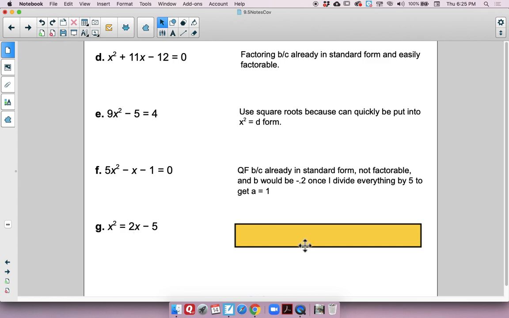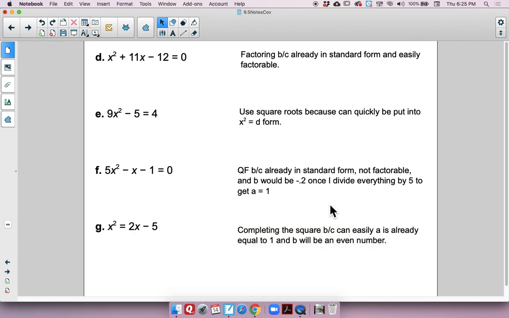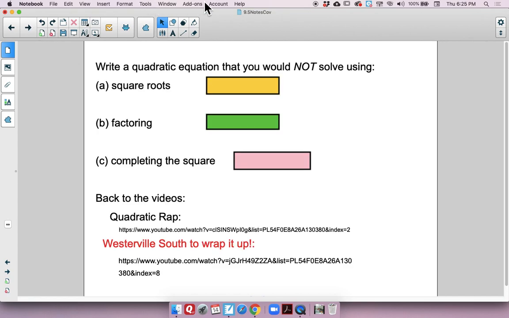And then try this last one. Yeah, completing the square, because a is already 1 and b would be an even number, and that one is not factorable. You probably saw that pretty quickly. Okay, good. So now I want you to go ahead and write a quadratic equation that you would not solve using square roots.